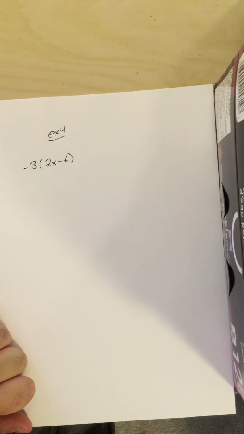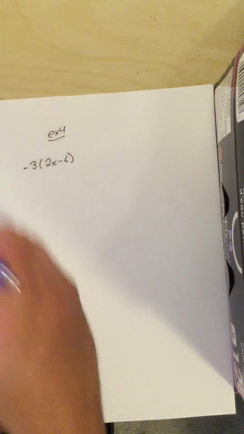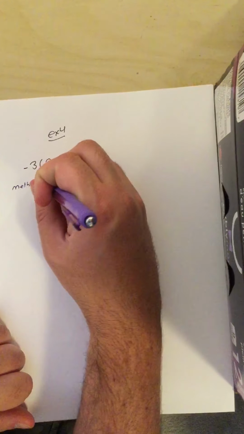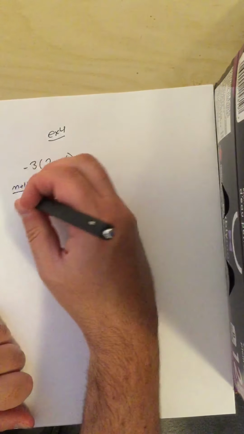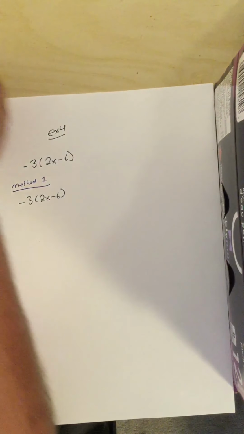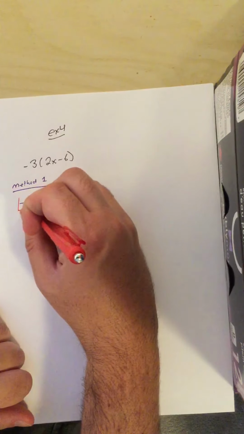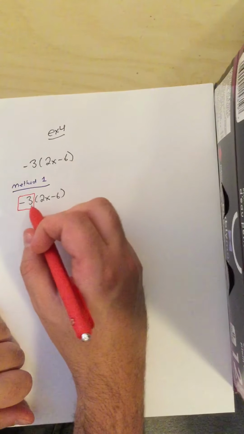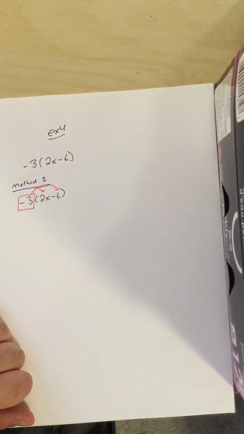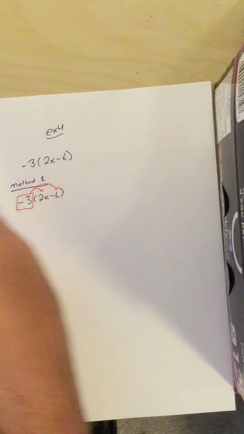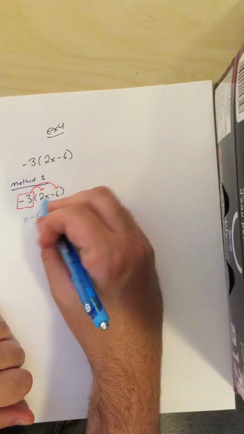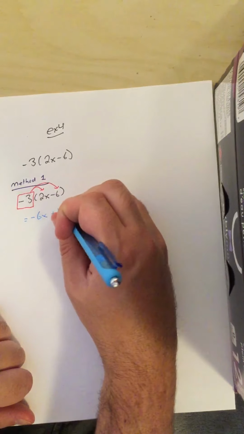And there's kind of 2 ways to go about this. So one way to do this, we'll say method 1. I'm going to rewrite it just so I can highlight. One way to do it is to take the entire minus 3 and say this is the thing that's in front, and then multiply that negative by each of the 2 numbers in the bracket. So negative 3 times 2x is negative 6x. Negative 3 times negative 6 is plus 18.